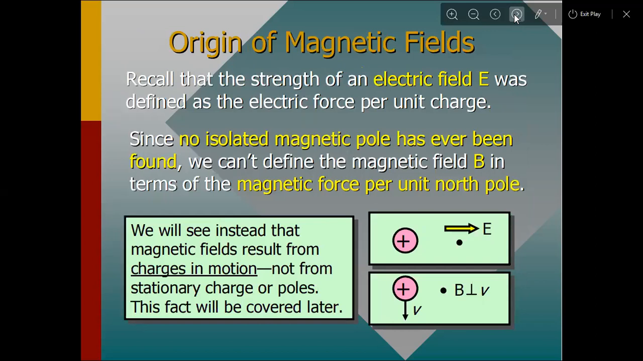Recall the strength of electric field E was defined as the electric force per unit charge. Since no isolated magnetic pole has been found, we can't define the magnetic field B in terms of the magnetic force per unit north pole. So we'll see instead that magnetic fields result from charges in motion, not from stationary charges or poles. This fact will be covered later. That means from a positive charge, electric field comes out, and the velocity v will be perpendicular to the magnetic field.